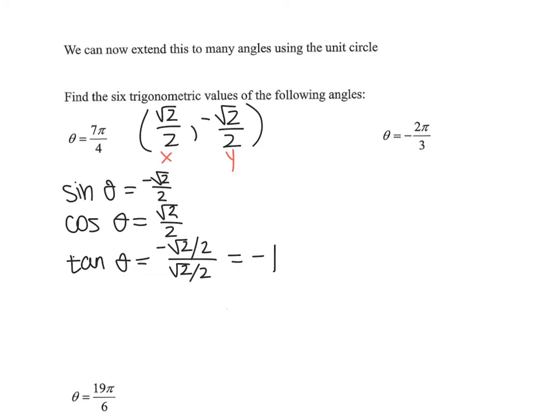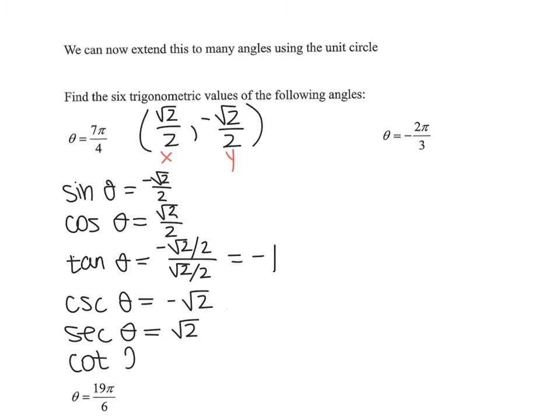So now all that's left is our reciprocals. Cosecant of theta, the reciprocal of negative square root 2 over 2, is negative square root 2. Secant of theta, the reciprocal of square root 2 over 2, is just square root 2. And I'm getting this all from that previous example we did with square root 2 over 2 and square root 2 over 2 as our coordinates. And then lastly, cotangent of theta, the reciprocal of negative 1 is still negative 1.